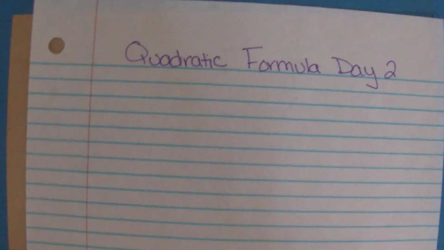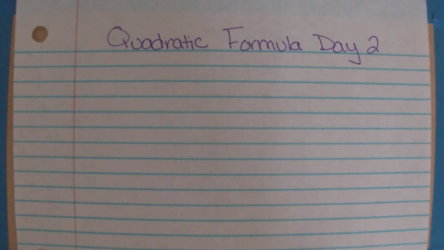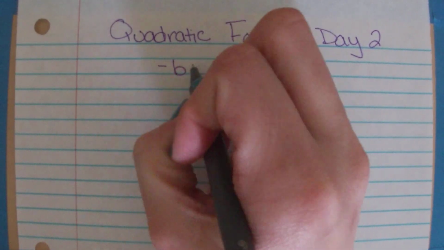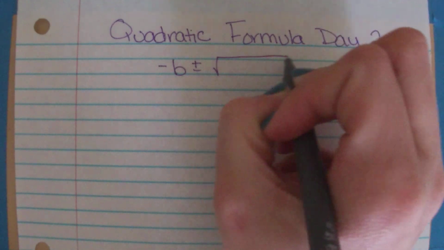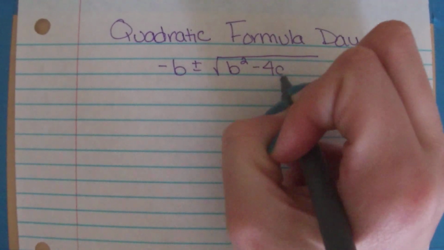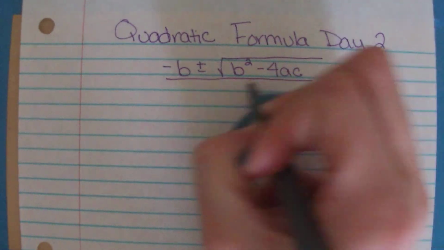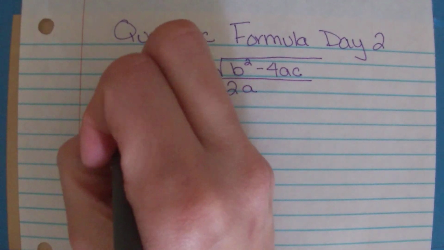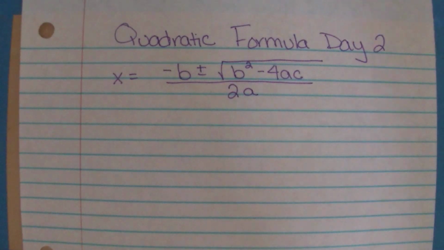Today we're going to continue with the quadratic formula, day 2. We're still sticking with that formula we already looked at. If we need that again, it's negative b plus or minus the square root of b squared minus 4ac, all over 2a. It's either x equals, y equals, w equals, whatever our variable is for the problem.